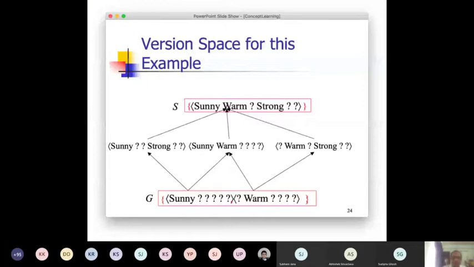One example is here. Can you tell me what is meant by this consistent hypothesis that we discussed? Can one of you explain what is a consistent hypothesis? Something that satisfies all the training examples. Which means all the positive training examples, it should satisfy.